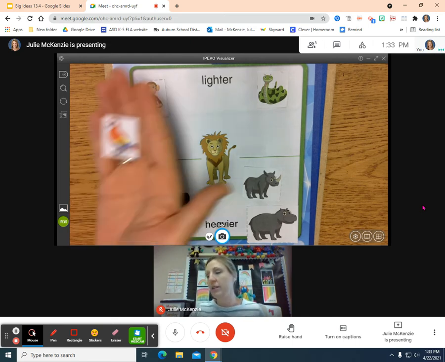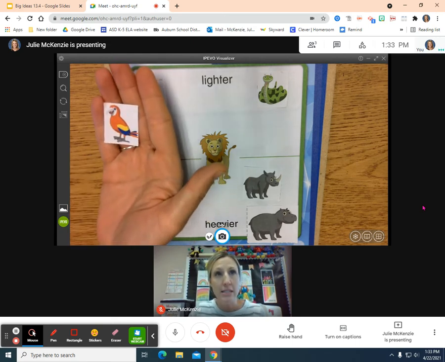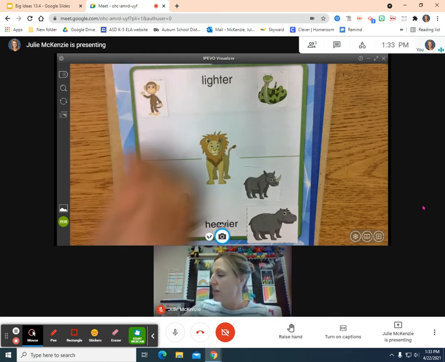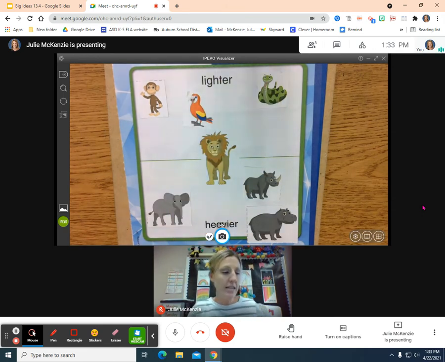What about the parrot? Is the parrot heavier than the lion or lighter than the lion? It's lighter than the lion. We are comparing weights today, looking to see what is heavier and what is lighter.